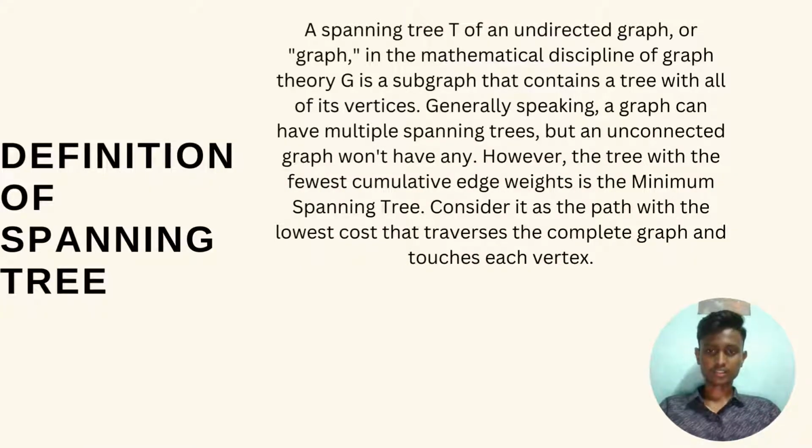The definition of spanning tree. A spanning tree of an undirected graph G, in the mathematical discipline of graph theory, is a subgraph that contains a tree with all of its vertices. Generally speaking, a graph can have multiple spanning trees, but an unconnected graph won't have any of them. However, the tree with the fewest cumulative edge weight is the minimum spanning tree. Consider it as the path with the lowest cost that traverses the complete graph and touches each vertex.